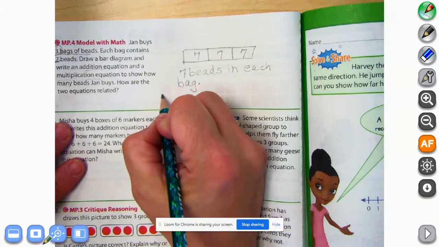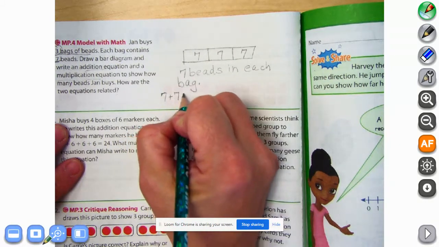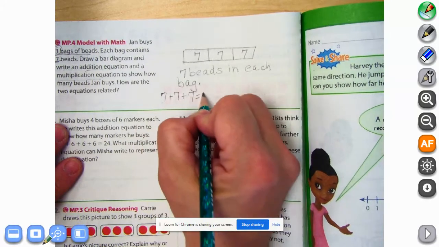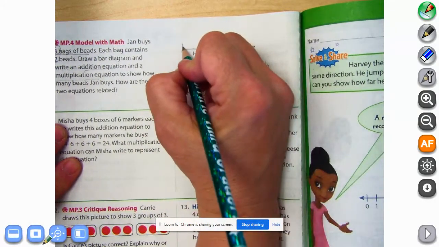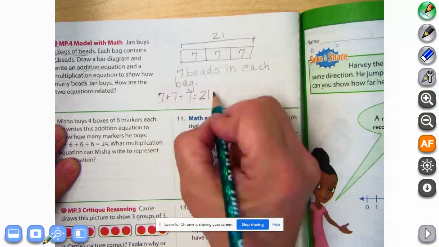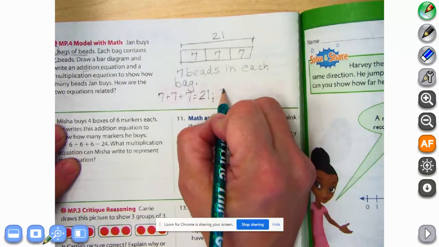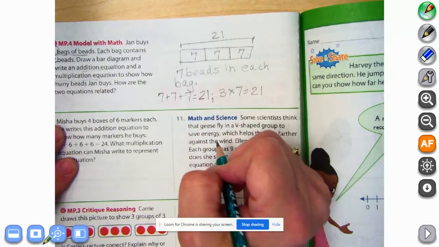So our addition problem, we need to write an addition problem. That would be 7 plus 7 plus 7. 7 and 7 is 14, plus 7 more is 21. Okay? So all together up here is 21. All right, so now we need to do our multiplication problem. 3 groups of 7 equals 21.